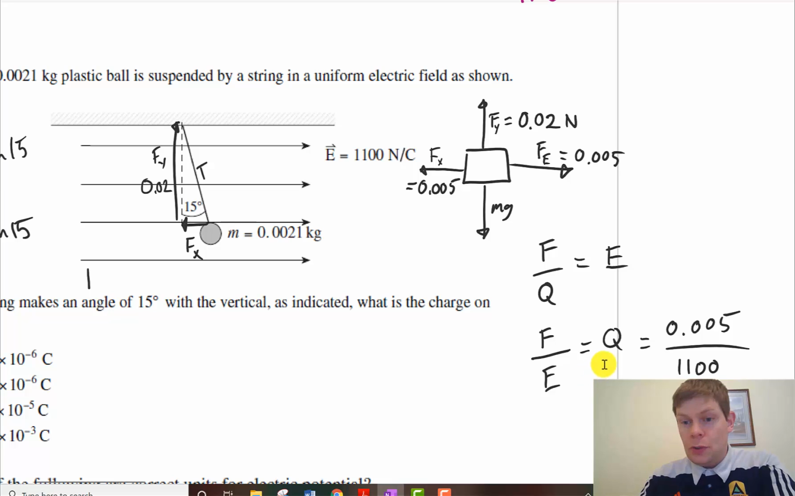And so all you have to do to find the charge is, you know, your electric field strength is newtons per coulomb. So it's just force divided by charge, newtons divided by coulombs. If we rearrange that, solve for charge. If we do our force, our 0.005 as an electric force divided by our electric field strength, which they give to us, we get our charge. And we're done. That's how you do that.